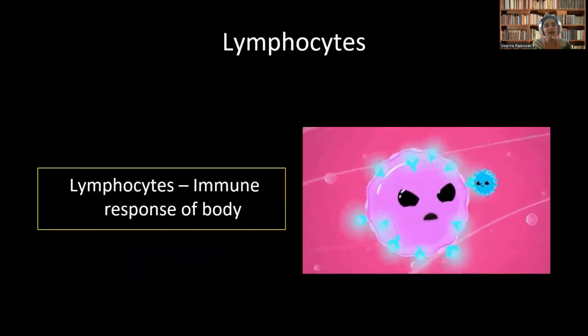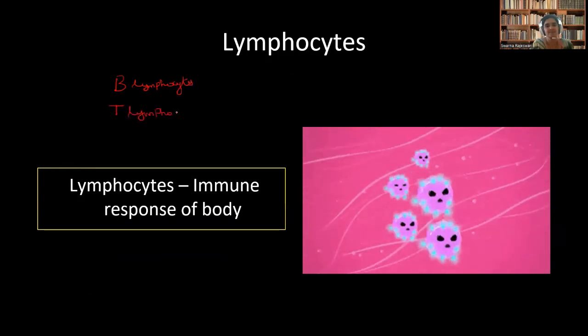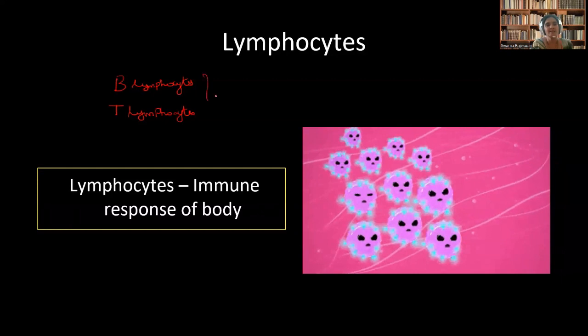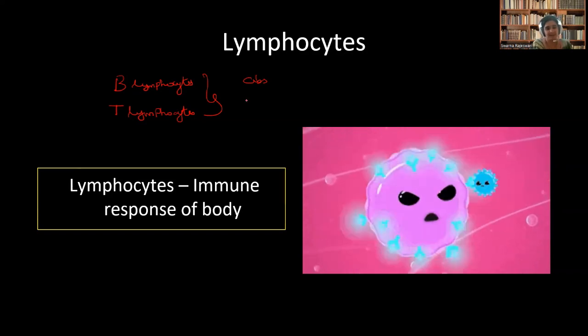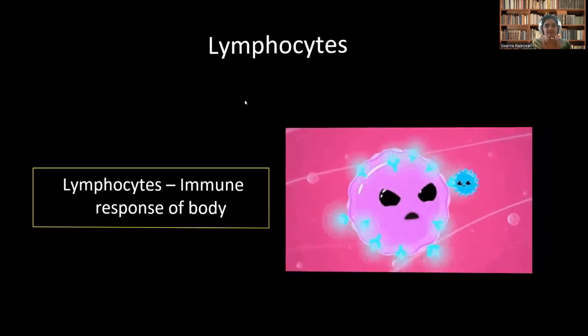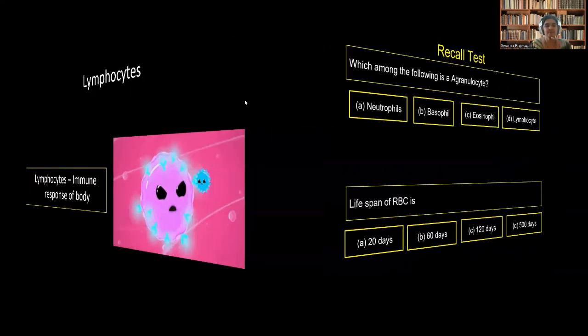And we have discussed two types of lymphocytes: B lymphocytes as well as T lymphocytes. Both are responsible for immunological reactions by production of antibodies or production of monocytes or any other cells which help in the defense mechanism of our body.